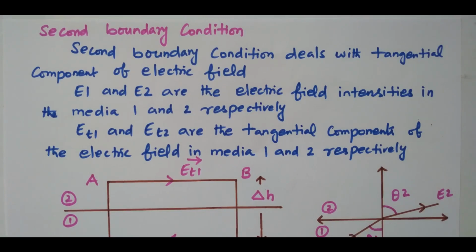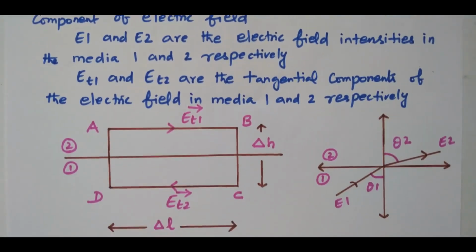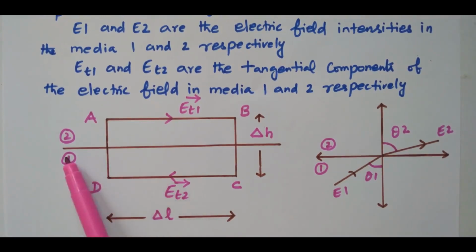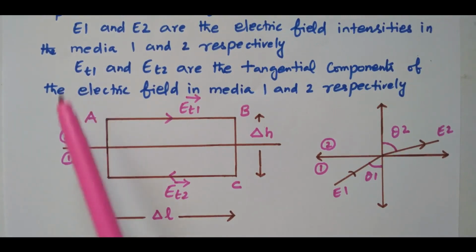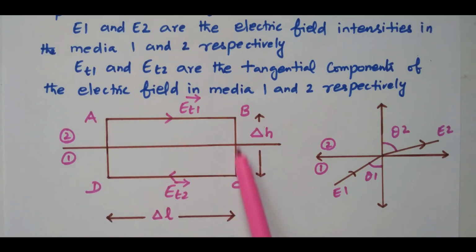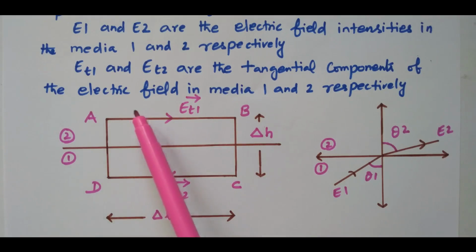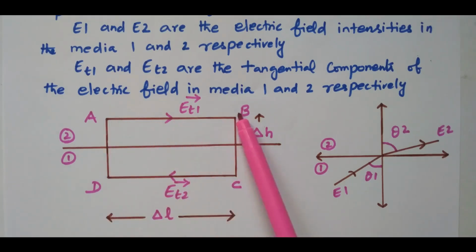Now we'll see the second boundary condition. The second boundary condition deals with the tangential component of electric field. The first boundary condition was the normal component of displacement density. Now we refer to this diagram. This is the first dielectric material, this is the second dielectric material. This line is the boundary between the first and second dielectric. We have one closed rectangular path ABCDA that encloses both dielectrics. AB is in dielectric 2, CD is in dielectric 1, so it covers both dielectrics. The height is delta H, the length is delta L.